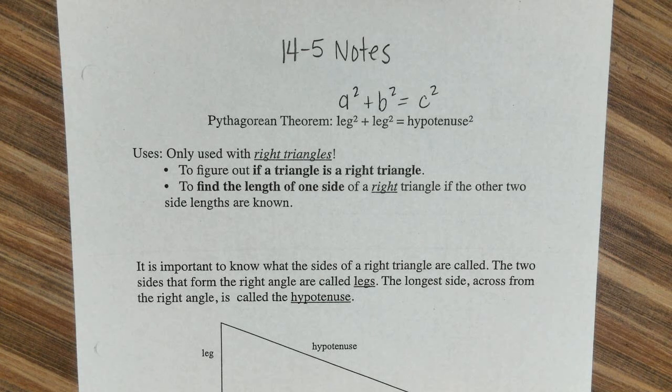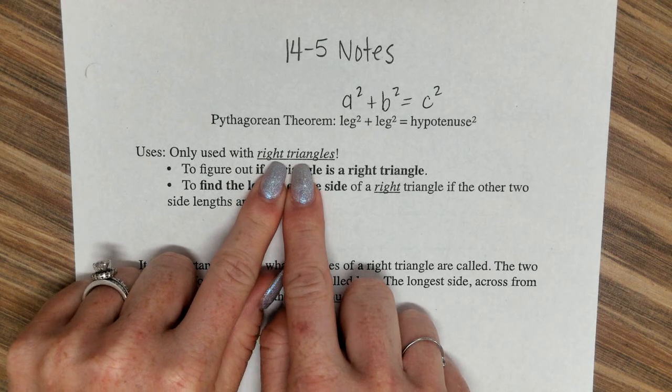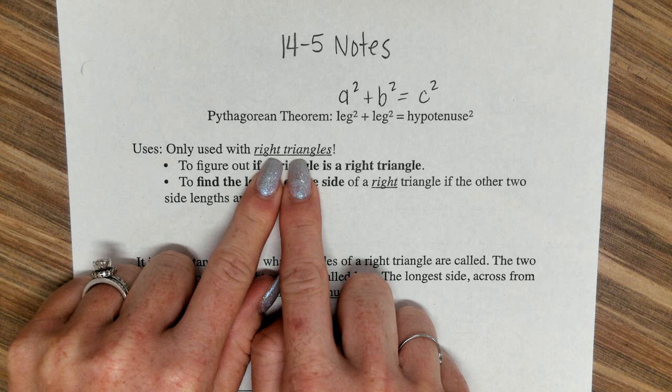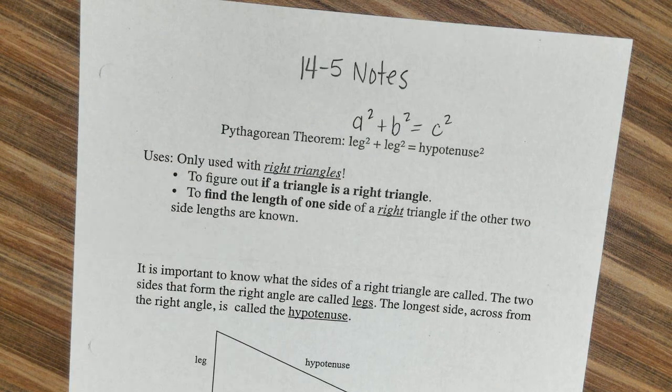Today we are reviewing the Pythagorean theorem. The Pythagorean theorem is only used on what type of shapes? Right triangles. So it only works on right triangles. The Pythagorean theorem can be used for two things. The first is to find the missing side of a right triangle. The second is to see if something is a right triangle.